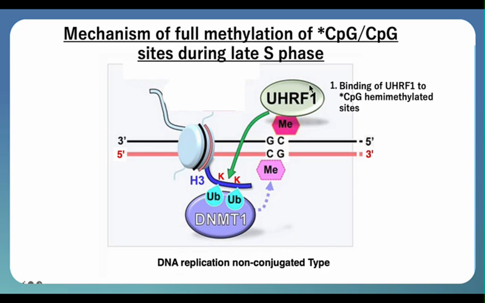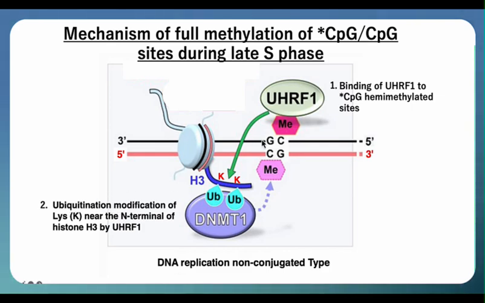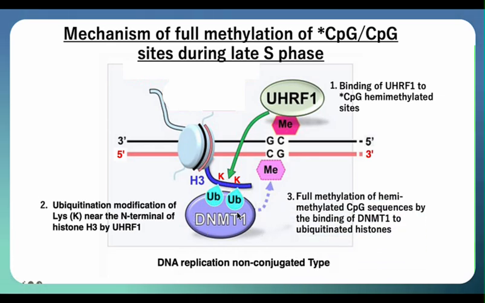UHRF1 is a protein that binds to hemimethylated CpG sites. When UHRF1 binds to a hemimethylated CpG site, it ubiquitinates lysine residues near the N-terminus of nearby H3 histones. The ubiquitination recruits DNMT1, which then methylates the unmethylated CpG. The ubiquitination of histone H3 by UHRF1 plays a crucial role in facilitating the maintenance of DNA methylation patterns during cell division.